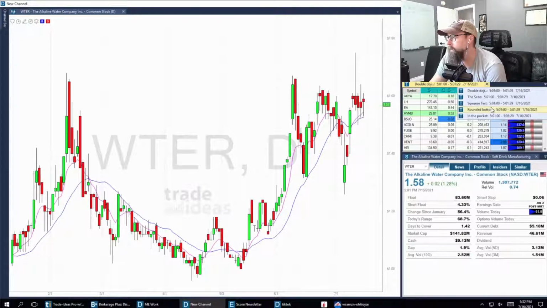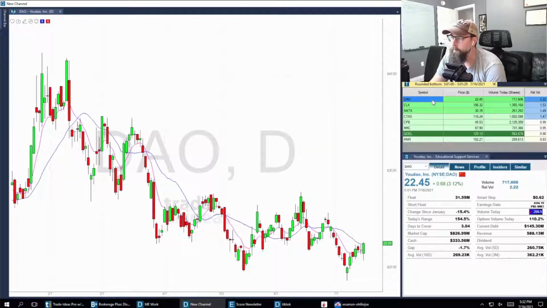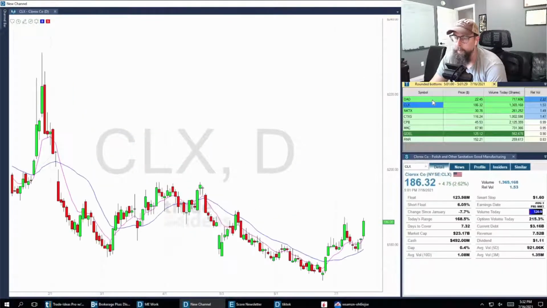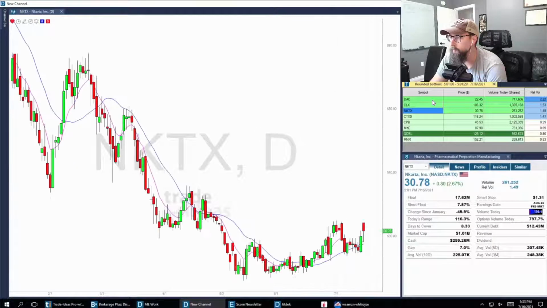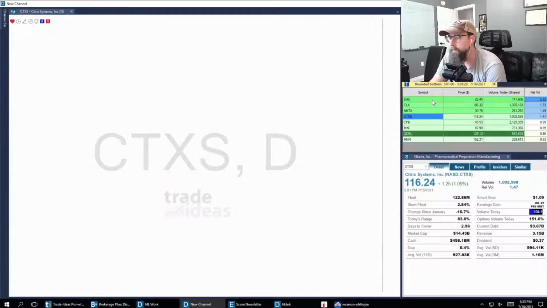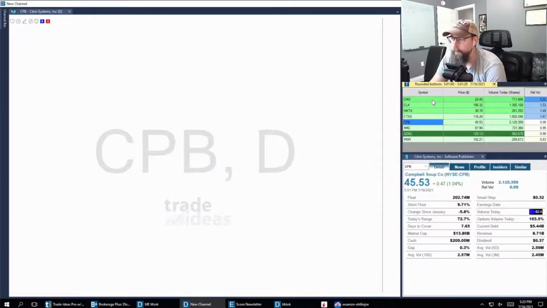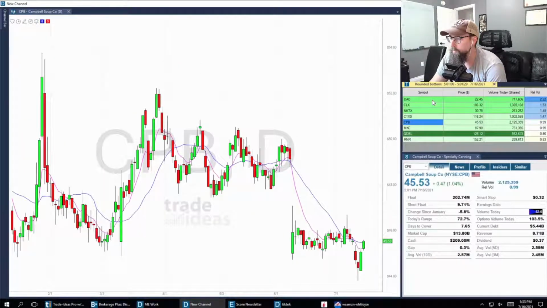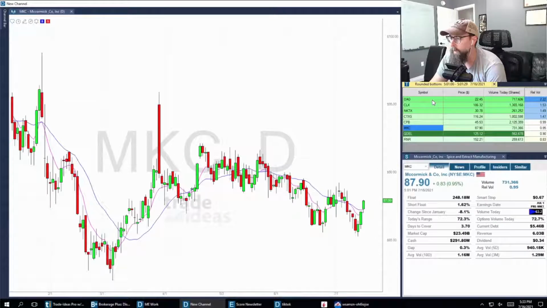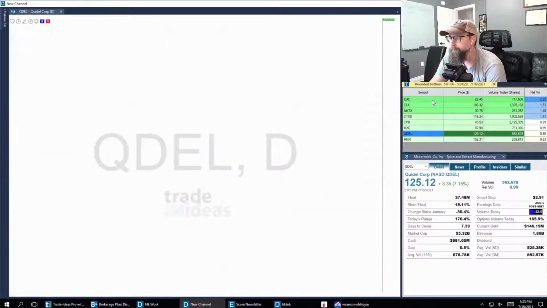Let's take a look at our rounded bottom scan. This is a scan that's looking for that second pattern that I really like, which are these rounded bottom plays. There's NKTX again. And Citrix is getting hammered. Makes sense, I guess. Citrix would not do well during a reopening.